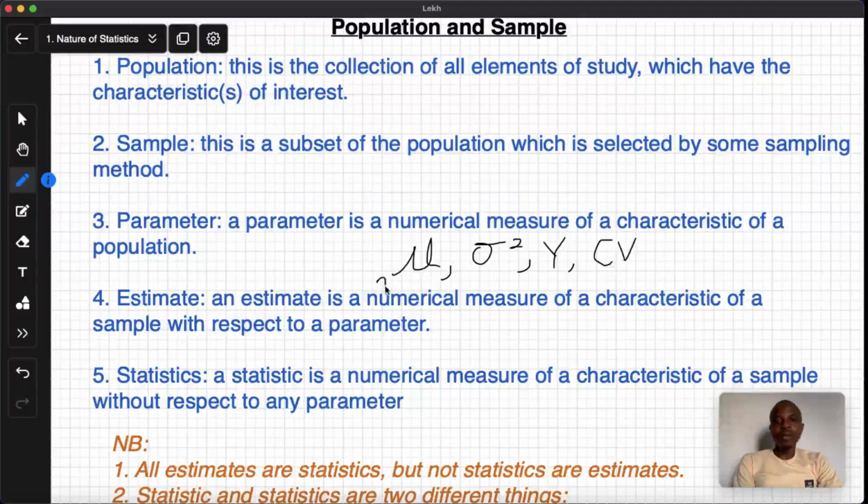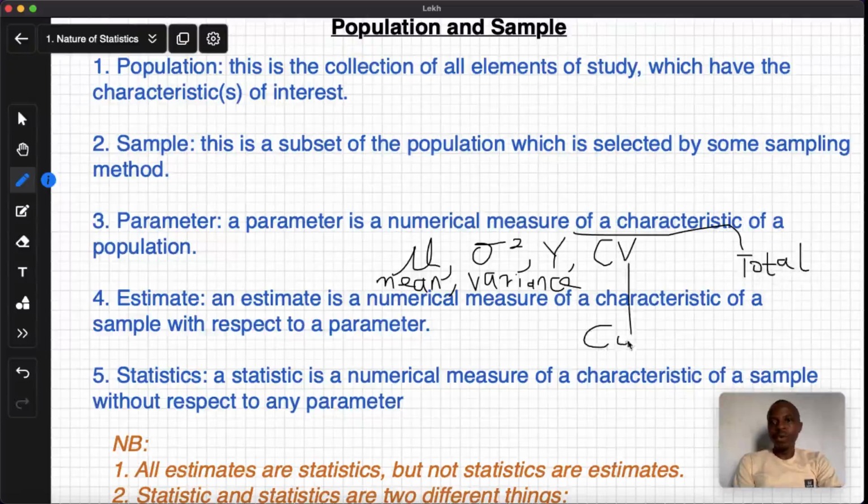So the mean here, variance, okay, so population total, the Y there, I'll just call that total for now. And you may have your coefficient of variation. All of these, when you obtain them, are just parameters that you can get for your population. So using all the population values, you can have a numerical measure for a characteristic in the population.